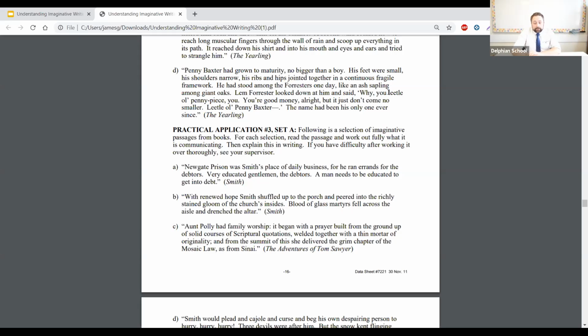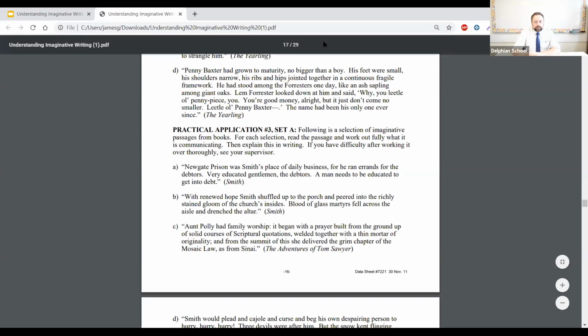That's not the correct spelling for any word. I think when they're saying leetle, it's just his funny pronunciation of the word little. So, you little old penny piece, you. You're good money, but it just don't come no smaller. Little old Penny Baxter. So this isn't the author describing the characters with imaginative writing. The author is actually having one of the characters describe another character with imaginative writing. What type of imaginative writing is that character using to describe the other character?